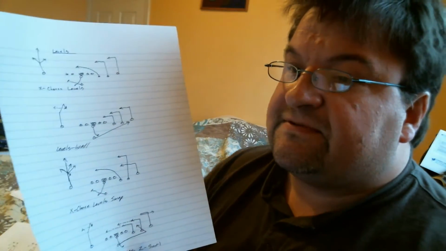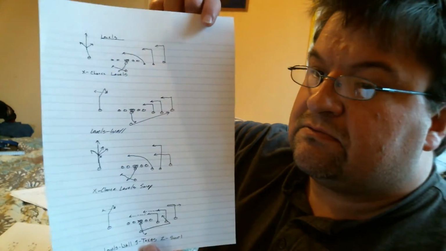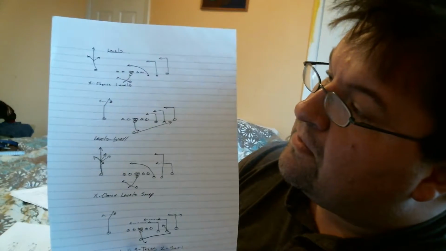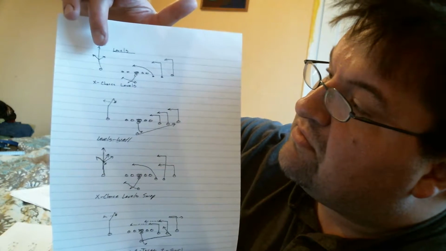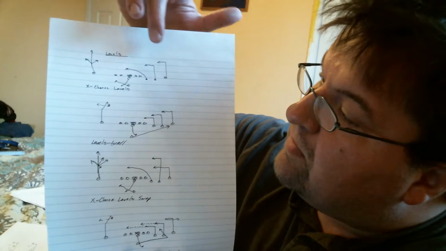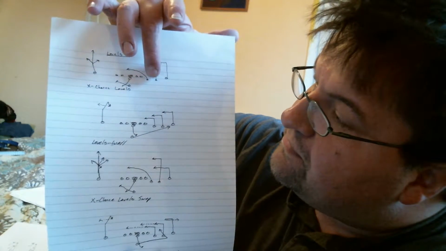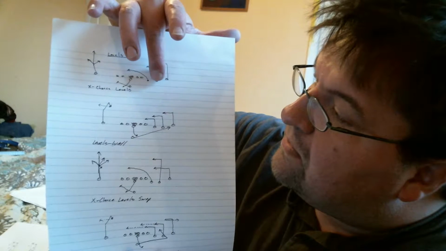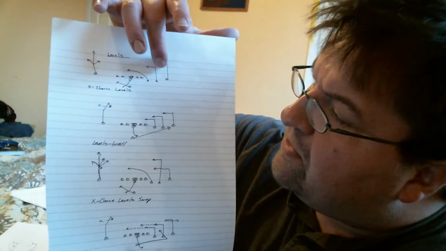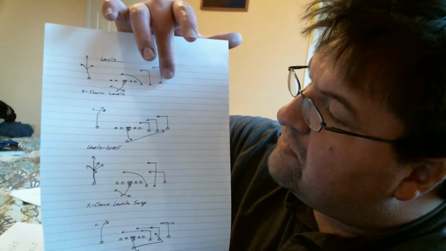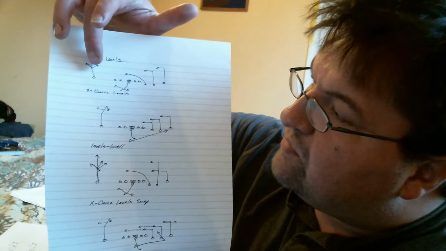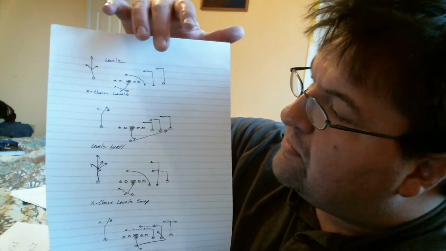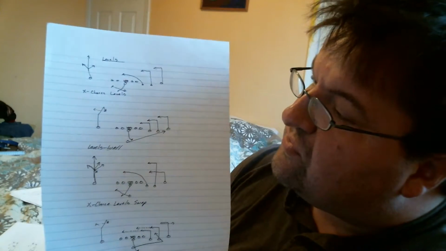Here's some levels route combinations. See if I can get this thing right there. Alright, there we go. Now, this is a variation I like to call X choice levels. What you have is X running your choice route, and on the backside trips, you got a shallow cross, a 6 to 8 yard in, and the outside receiver will run a 10 to 15 yard in. Basically, what you're doing is working from 1, 2, 3, 4. That's on that X choice levels.